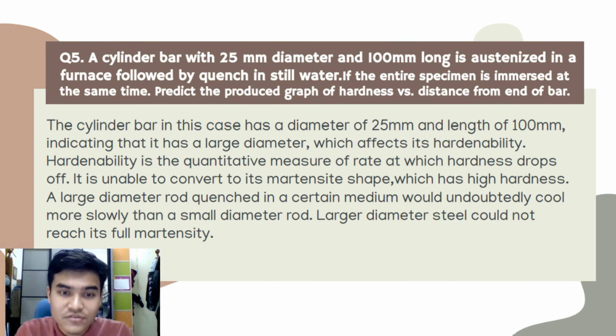Hardenability is a quantitative measure of the rate at which hardness drops off. It is unable to convert to martensite, which has high hardness. A large diameter rod quenched in a certain medium would undoubtedly cool more slowly than a small diameter rod. Larger diameter steel could not reach its full martensite.